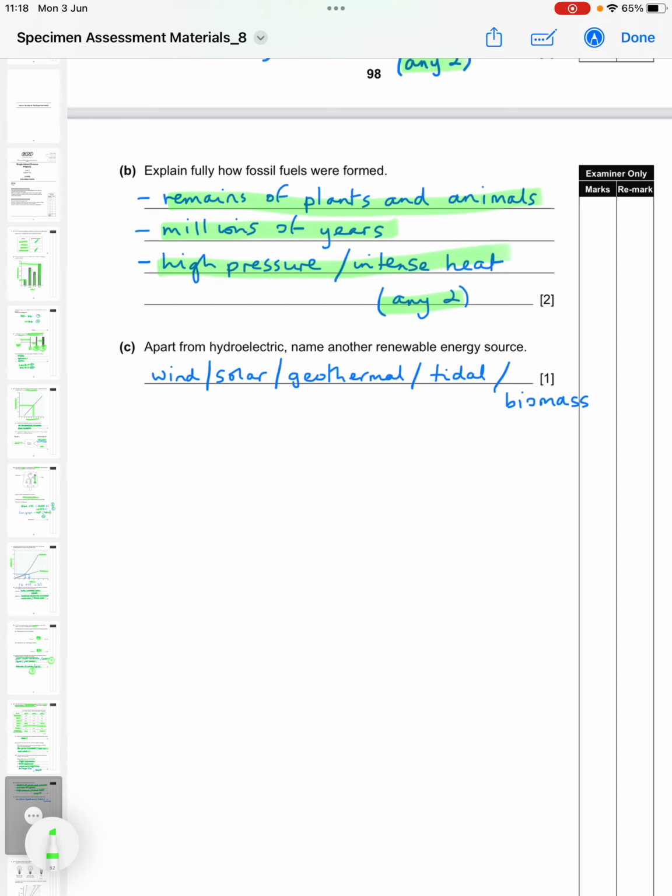Then, apart from hydroelectric, name another renewable energy source. Any of these, you'd have wind, solar, geothermal, tidal, or biomass.